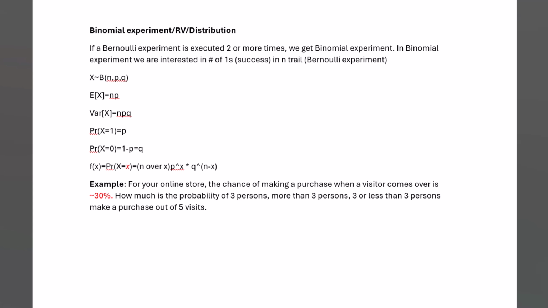A random experiment which is binomial is shown by X binomially distributed with n, p, and q. These are the parameters of the distribution. The expected value is np, the variance is npq, the probability of success is p, the probability of failure is 1 minus p, which is q, and the probability that we get exactly x successes in n runs is n over x, p to the power of x times q to the power of n minus x, and this is nothing but the probability that X is equal to x.